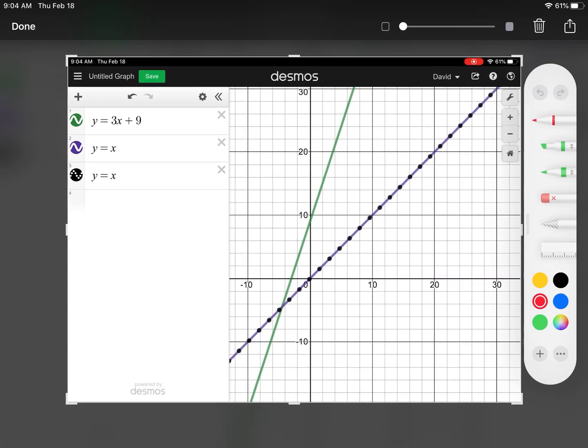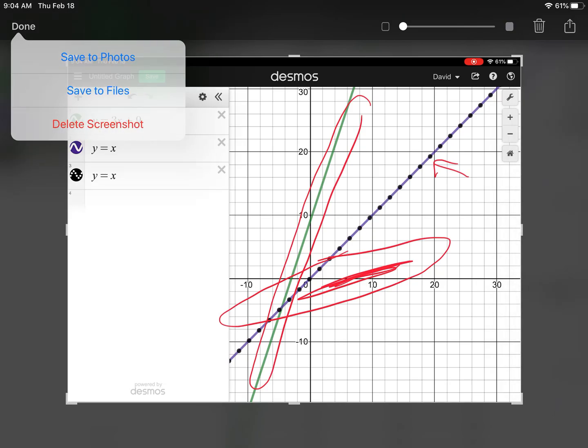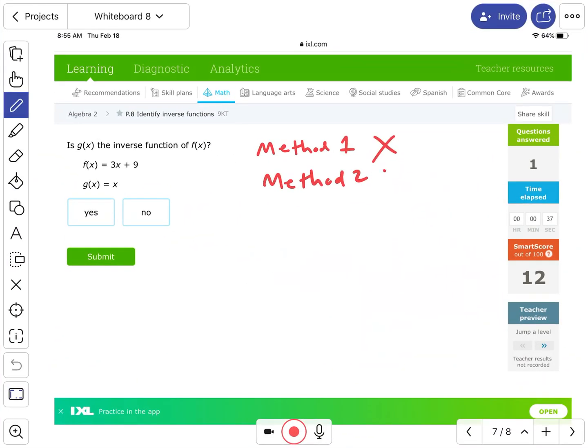If this were really a reflection, this green graph here would look something like this, wouldn't it? Because if this is a line of reflection, line of symmetry, the inverse would be somewhere over here, right, across this line of symmetry. But it's weird because the line of symmetry is the other graph, so it can't be a reflection. It's like on the actual line of reflection. So method 2, nope.